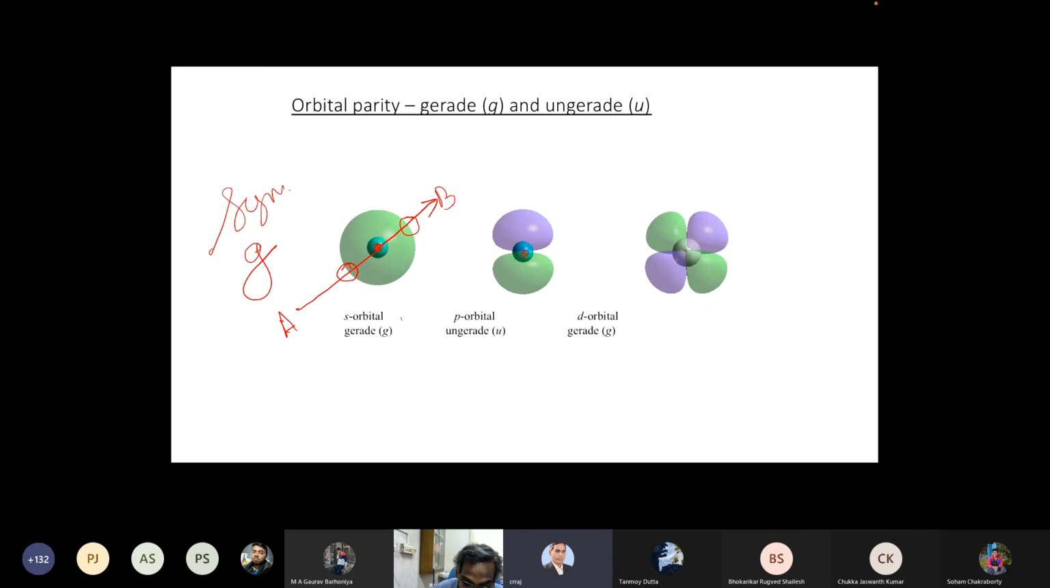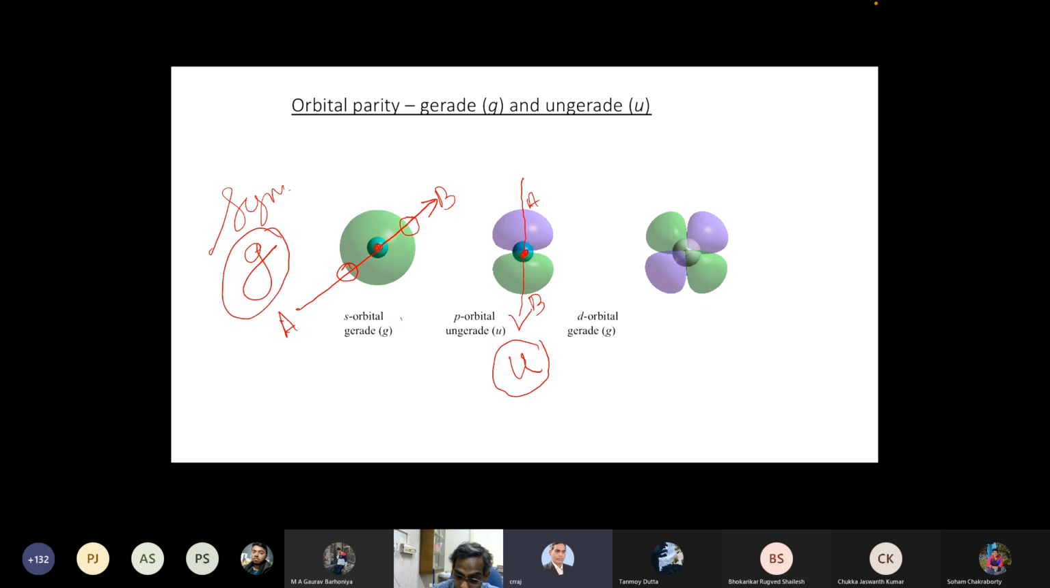Now I look at the p orbital. I start here. I have a center. Here I say the center of inversion. Now I start from the top, the purple one, and pass through the center. I end up here; here is my A position and B position. Both are not the same, not identical. So in that case, I give the notation u. That's ungerade. Here I have given gerade, here I have given ungerade.